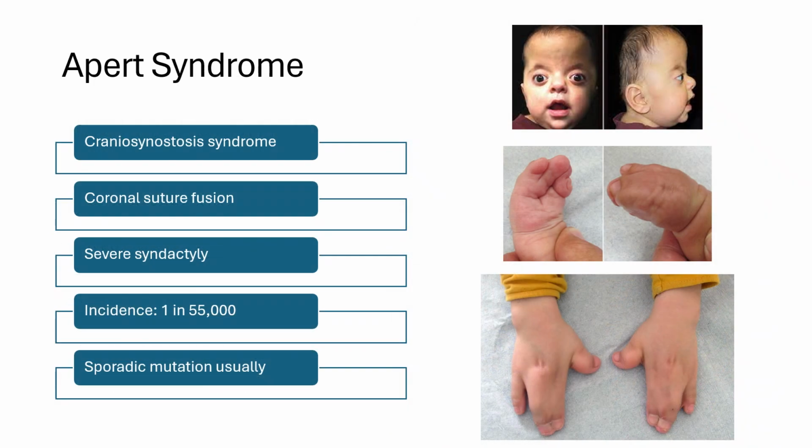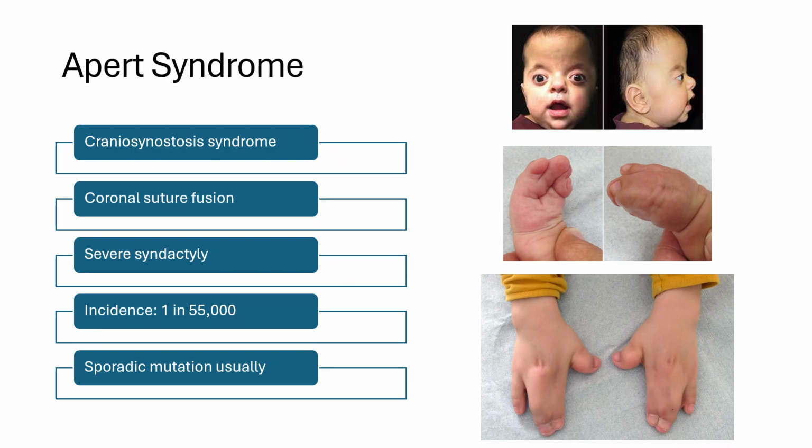Apert syndrome represents one of the most complex craniosynostosis syndromes you'll encounter, combining severe skull abnormalities with profound hand and foot deformities. To help you understand this condition, think of it as a developmental disruption that affects multiple organ systems simultaneously, creating a constellation of problems that require comprehensive, coordinated care from the moment of birth.